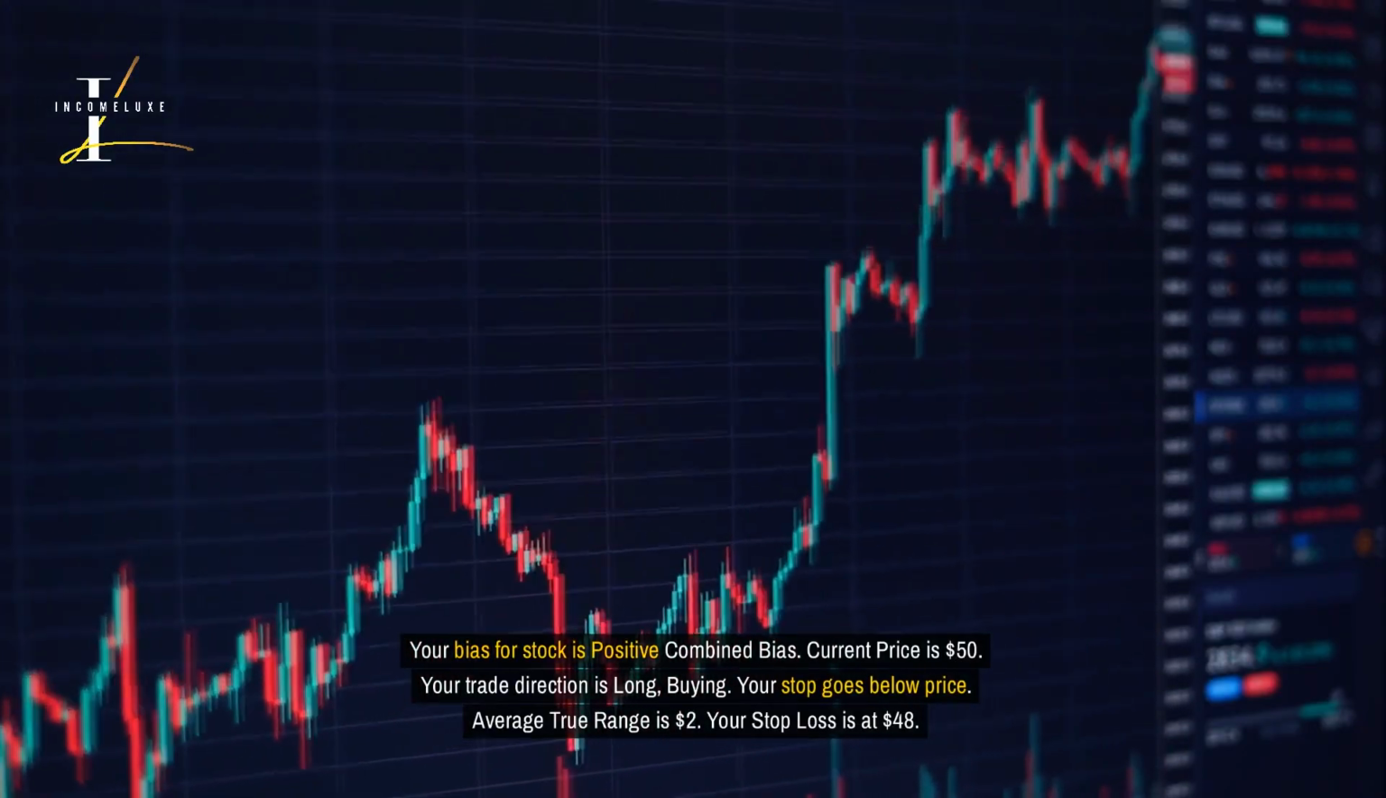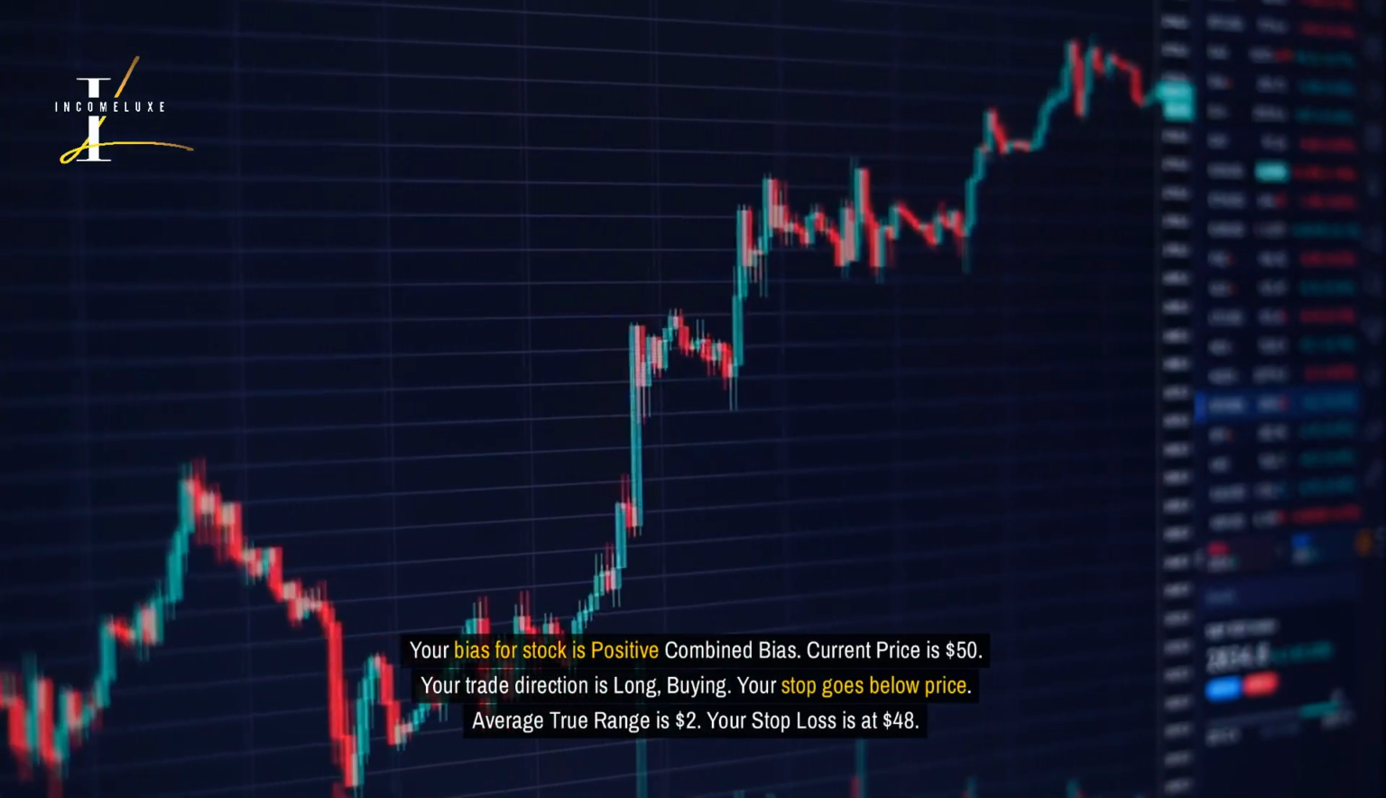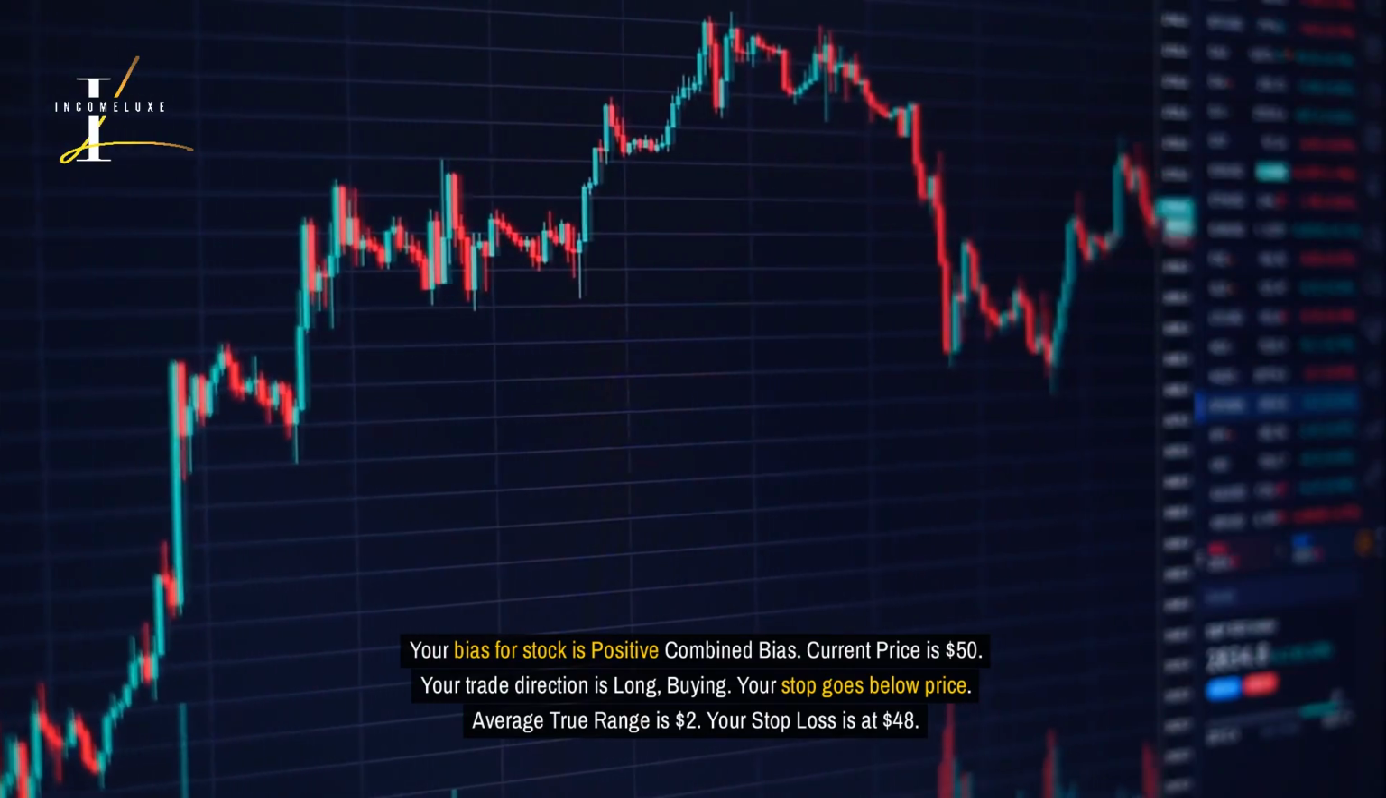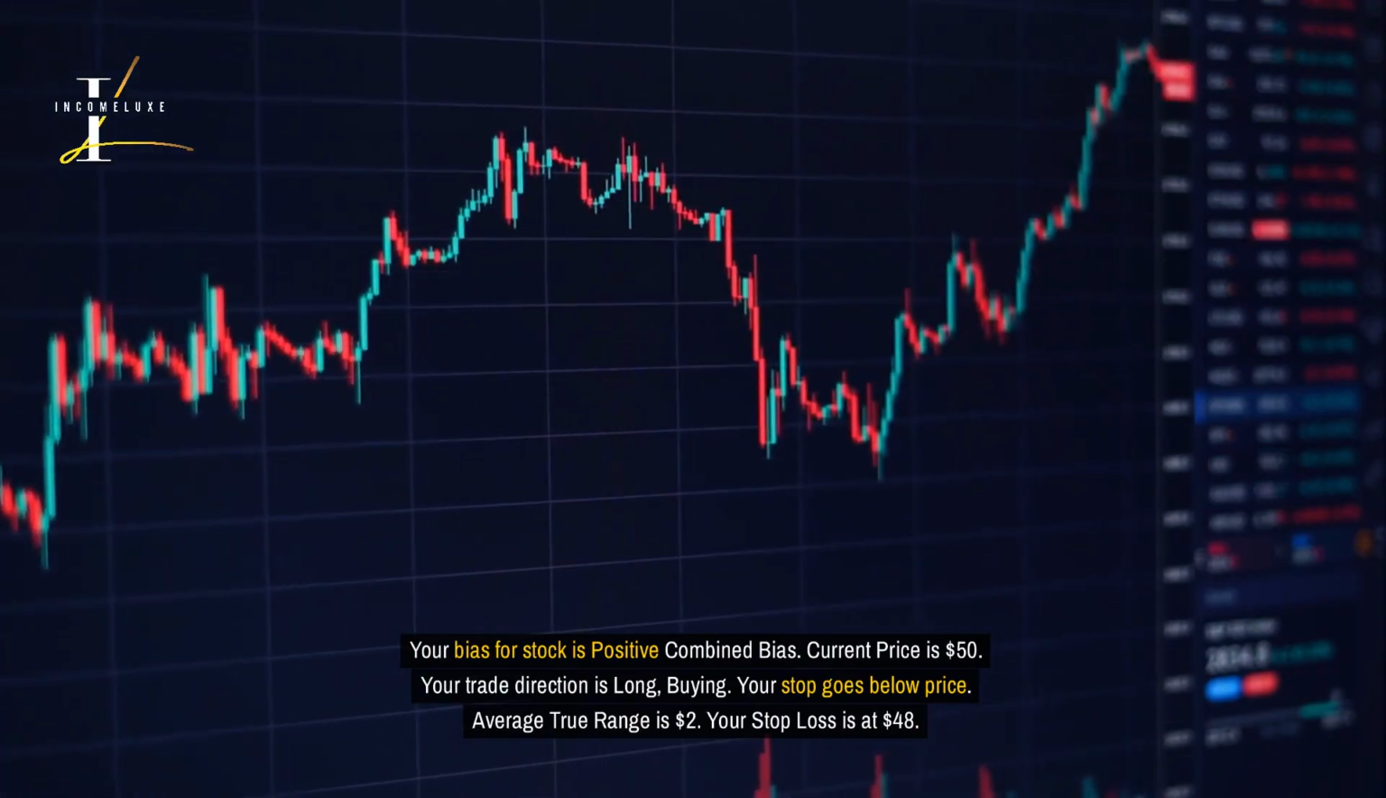Current price is $50. Your trade direction is long, buying. Your stop goes below price. Average true range is $2. Your stop loss is at $48.